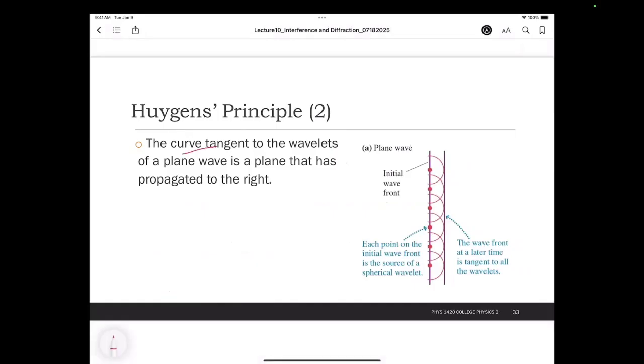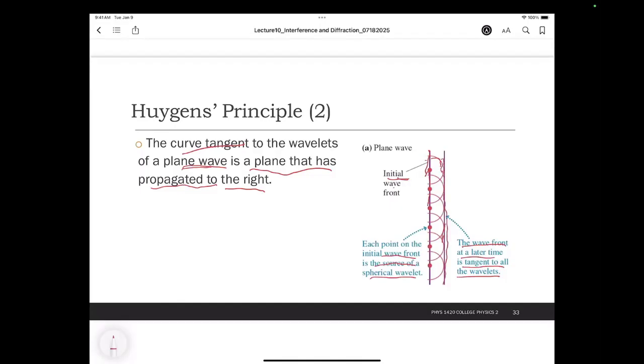So the curve tangent to the wavelets of a plane wave is a plane that has propagated to the right. Here is the initial wavefront, and each point on the initial wavefront is a source of a spherical wavelet. The wavefront at a later time is tangent to all the wavelets. You can see here it is tangent to all the wavelets.